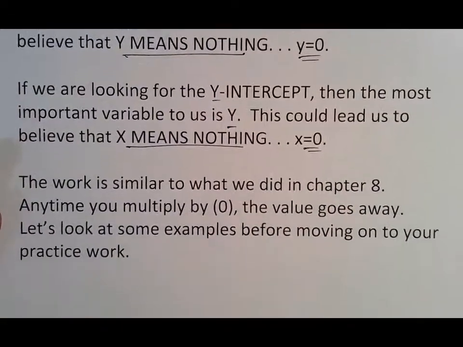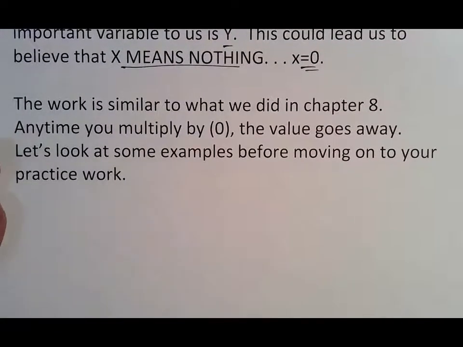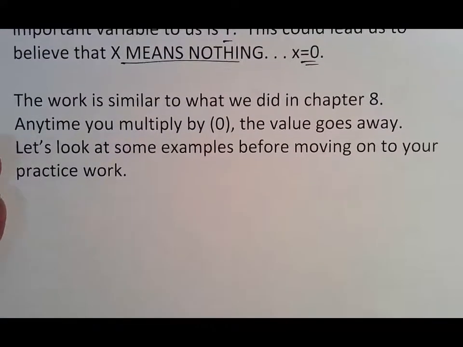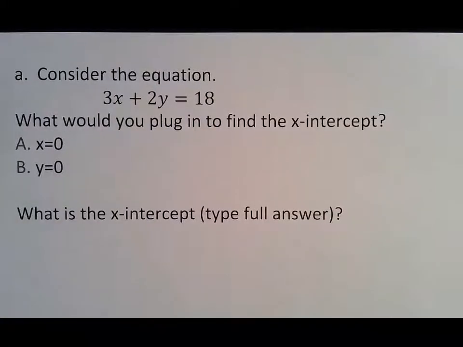And the work that we're going to do is similar to what we did in chapter 8. Anytime you multiply a number by 0, the value pretty much goes away anyway, as you'll see when I do the work. So let's just look at some examples before moving on to your practice, so you can try to get some more extra credit. So this is exactly what you're going to see on each question.